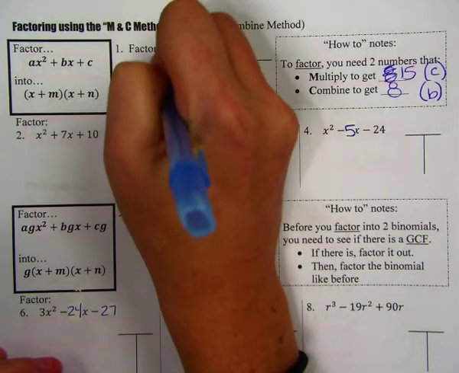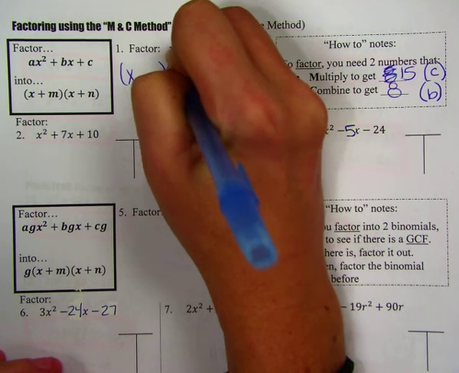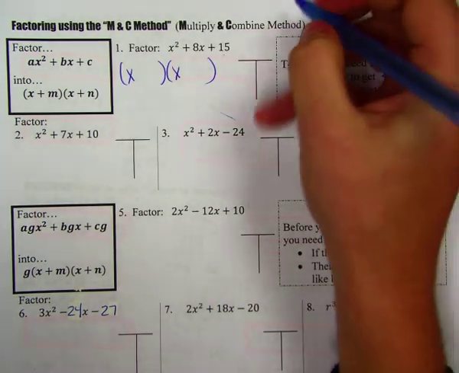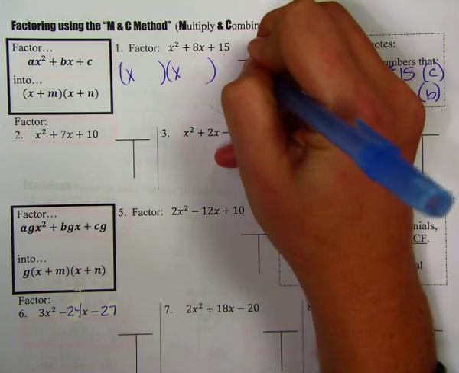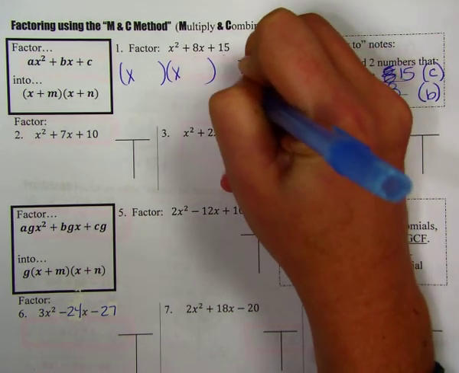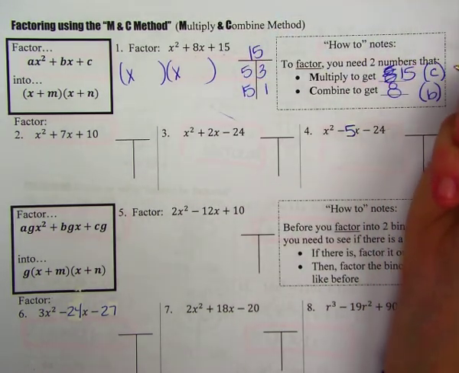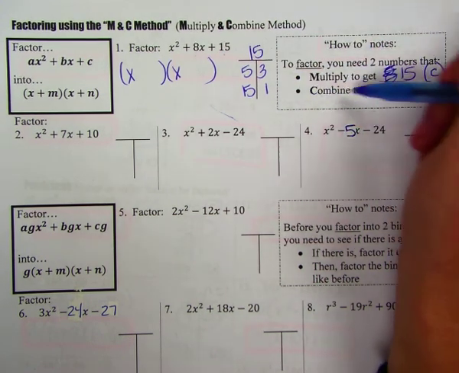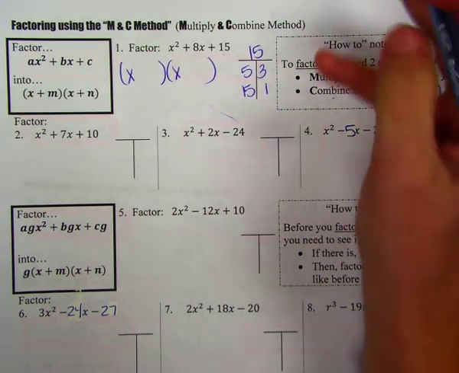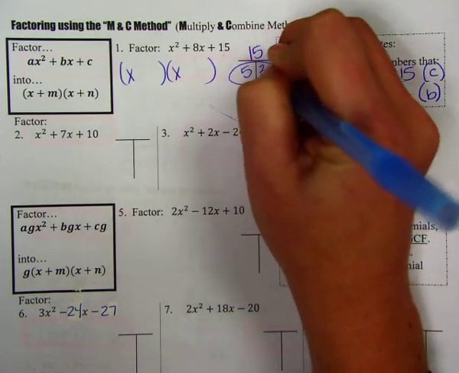Let's go ahead and write this out. We know it's going to look like that. And what we do is we write the factors of 15. 15 is 5 times 3 and 15 times 1. These are the numbers that multiply to get 15. Now in this list, what combines to give me 8? Well, 5 plus 3 is 8.